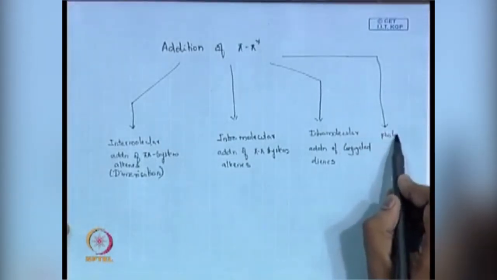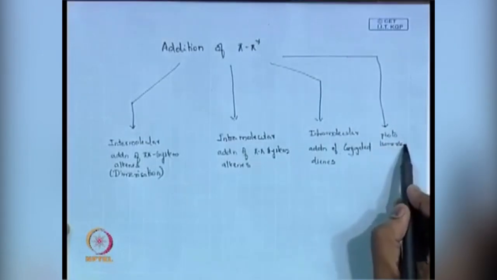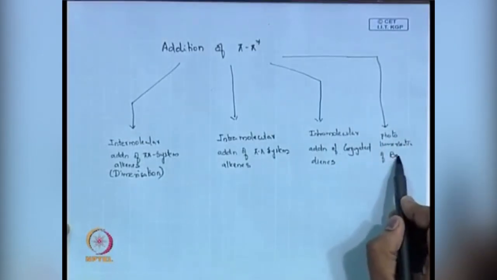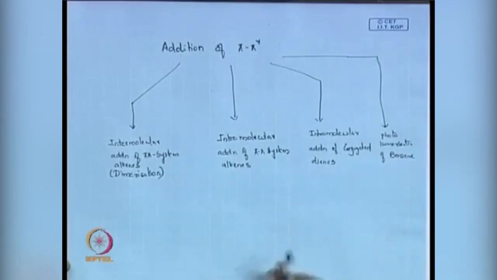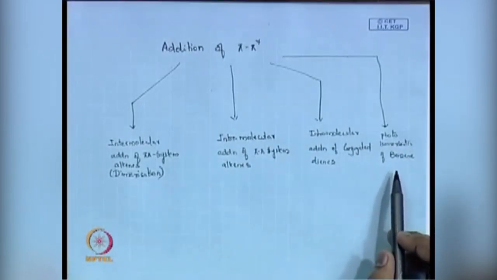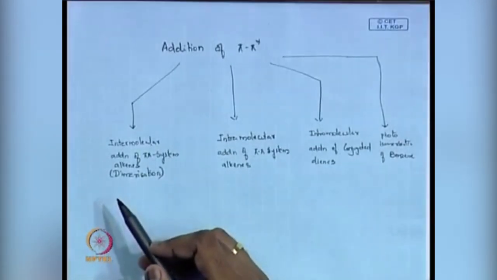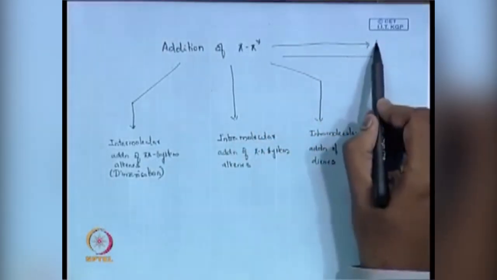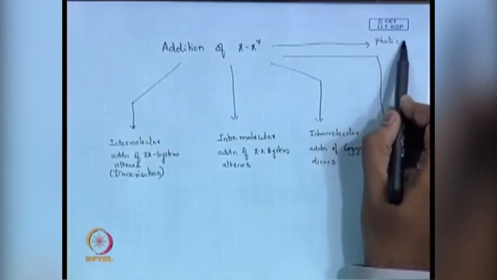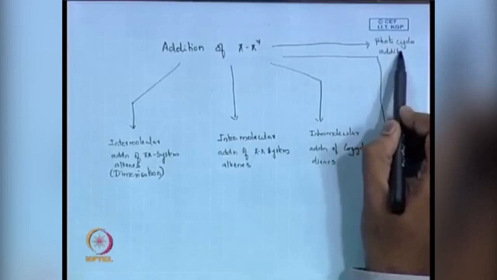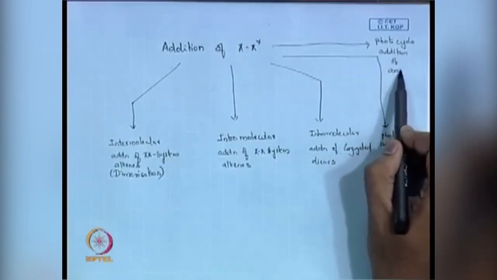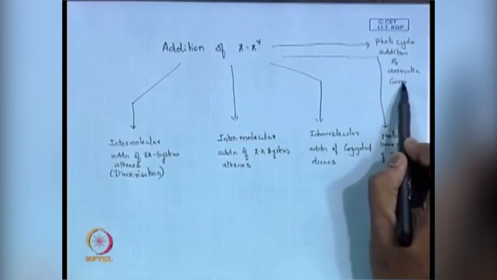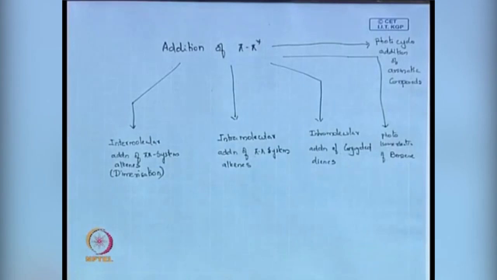Then we will be talking about some photoisomerization of benzene. We can do this reaction from benzene, photoisomerization of benzene. Then we will be studying some photocycloaddition of aromatic compounds. So, we will be dealing with this type of pi.